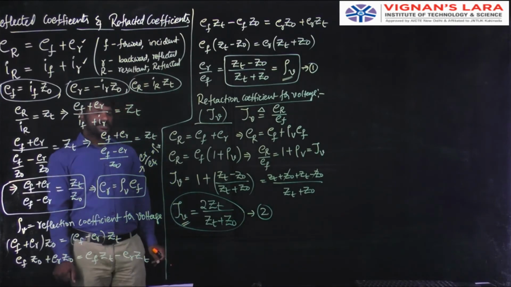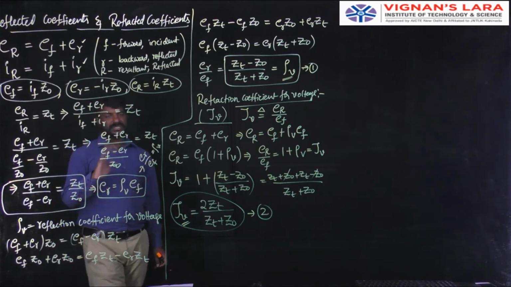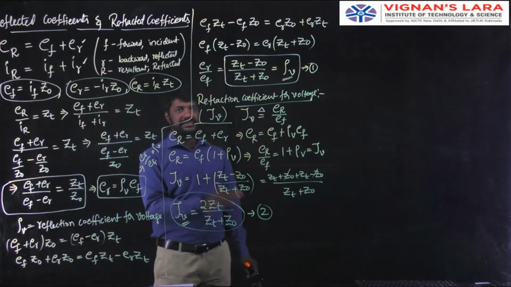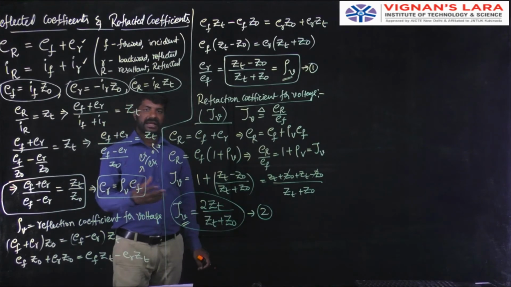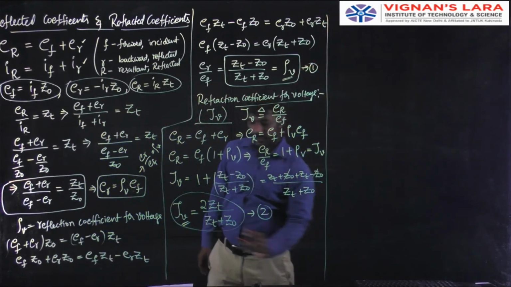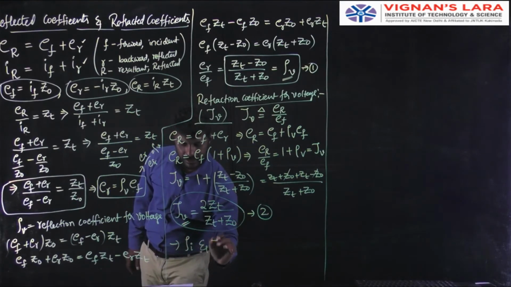So the transmission coefficient of the voltage, tau V, is equal to 2 Zt by Zt plus Z0, whereas the reflection coefficient of the voltage is equal to Zt minus Z0 by Zt plus Z0. Up to this point, we calculated the coefficients which were reflected and refracted in terms of voltages. Similarly, we have to calculate in terms of currents also. That means we still have to find rho I and tau I.